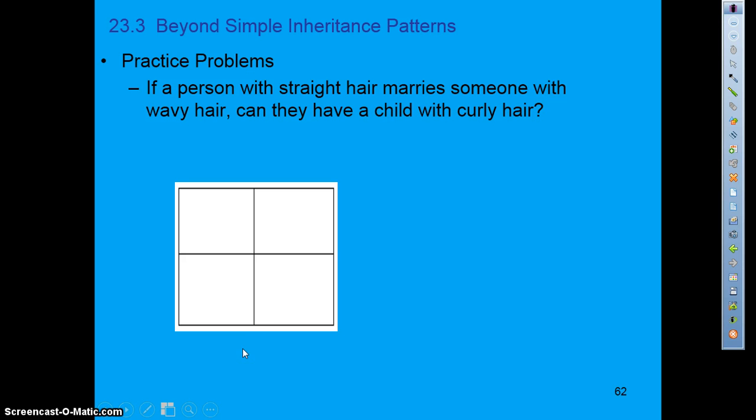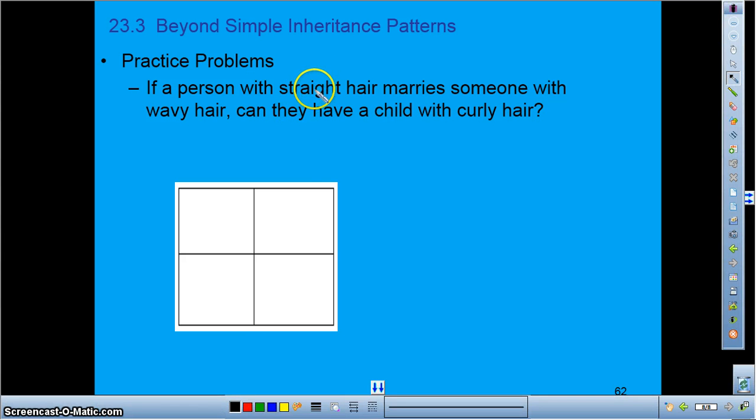Let's do some practice problems. And it's important when you get ready to do these that you know what type of dominance we're dealing with. Is it codominance? Is it incomplete dominance? Is it complete dominance? What are we dealing with? So if a person with straight hair marries someone with wavy hair, can they have a child with curly hair? All right, so on the other slide, what we had was straight hair, and we had curly hair, and the intermediate then was 1 straight, 1 curly, which means that this one is wavy.